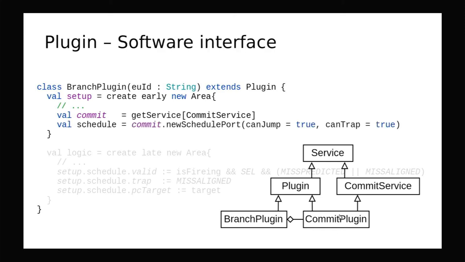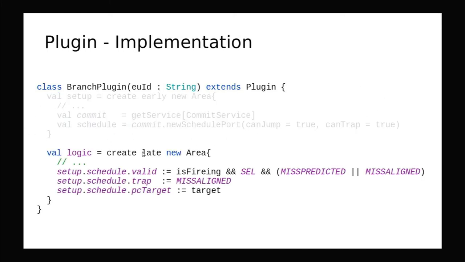And once we obtain a reference to this commit service, we can ask it via the new schedule port function to provide us a new hardware interface for our own usage to put the CPU back on track. And we ask the interface to be capable of jumping and so on. So yeah, that's the negotiation phase, for instance. And then the logic phase, where we generate proper hardware to drive this interface, depending on the condition we detected. And yeah, we generate the netlist required to drive it.